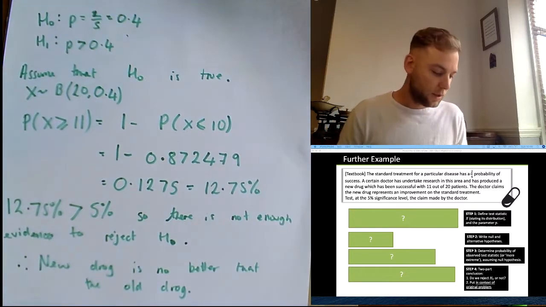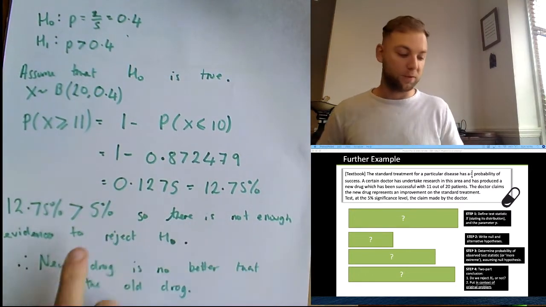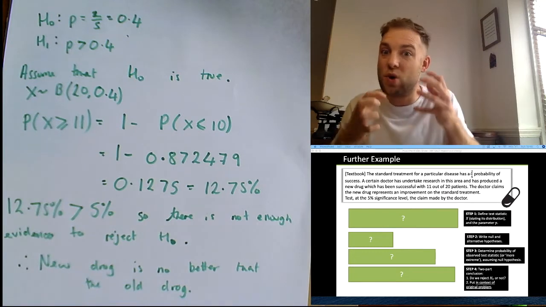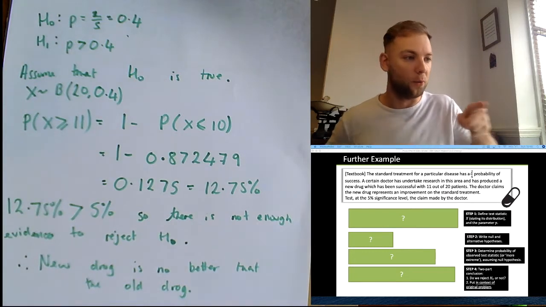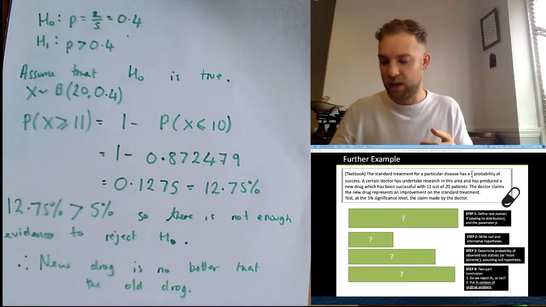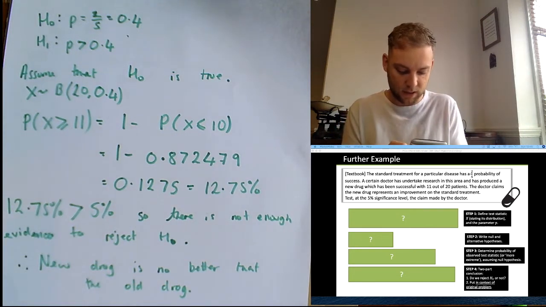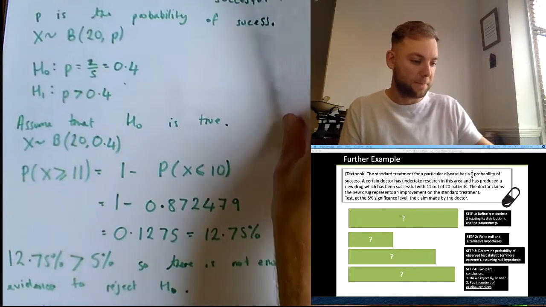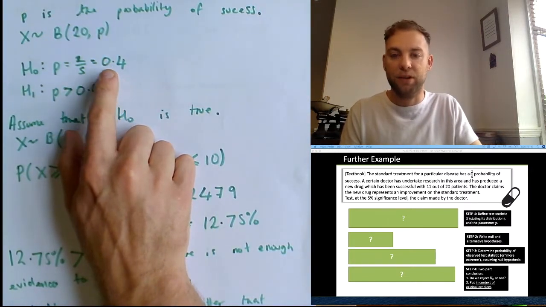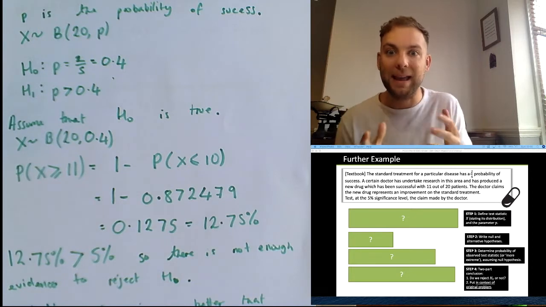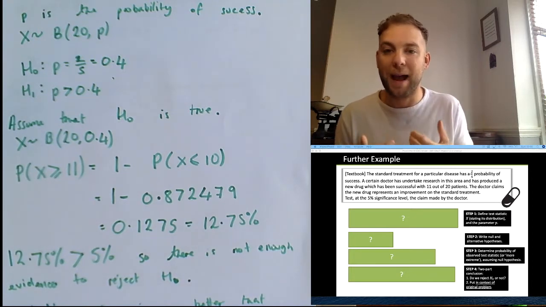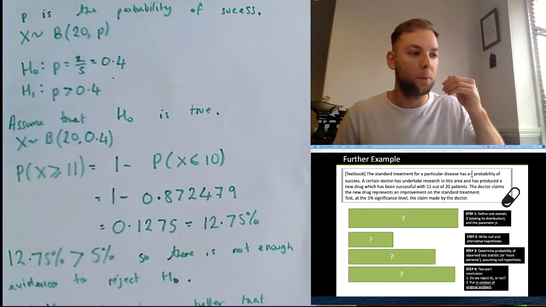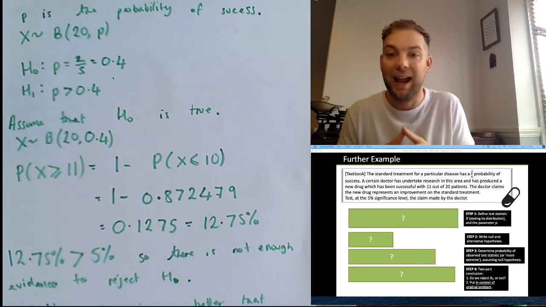Okay. Now, this makes sense here because what we've got is this 5% here, and the probability here is 12.75%. So it's not in my critical region, which means that although 11 out of 20 patients is a probability of 55%, just because that is higher than my original probability for the new drug, it doesn't mean that this new drug is better, because it could have just been chance that more people were successful with the treatment in that particular trial.